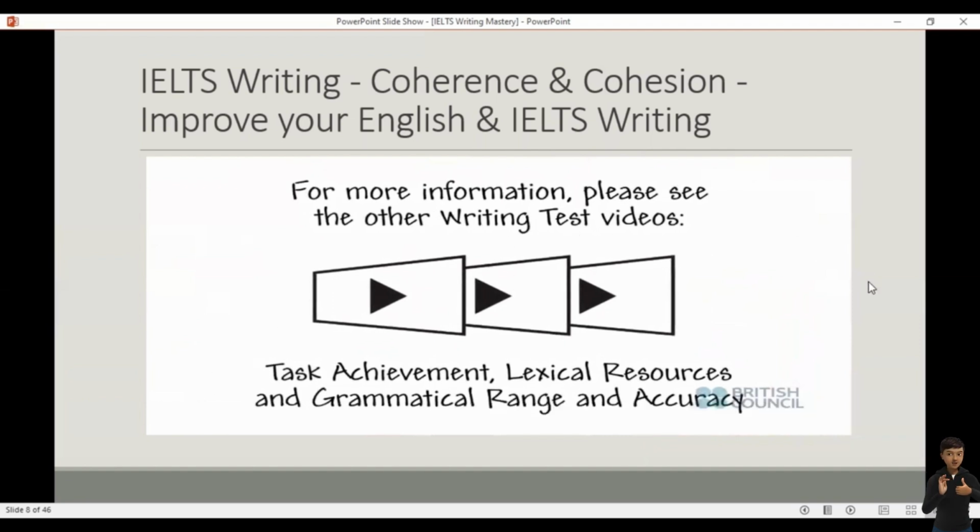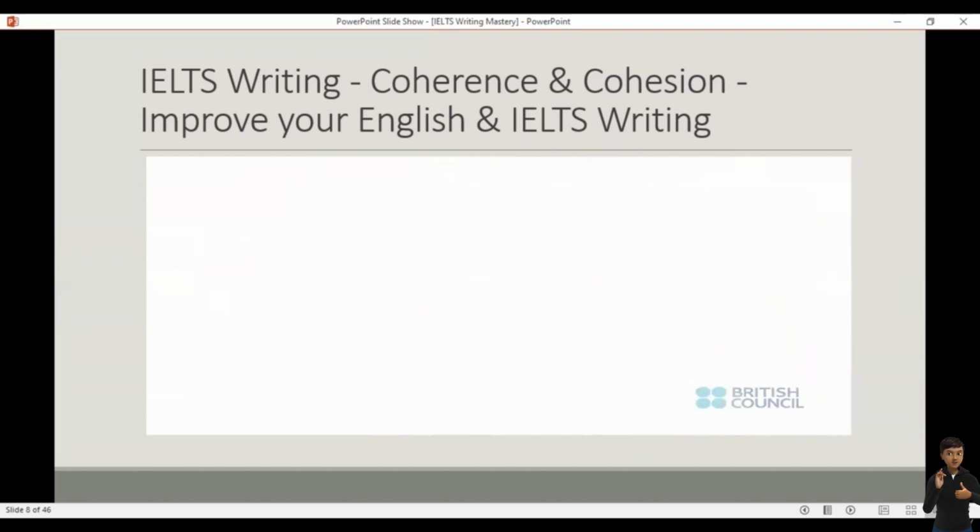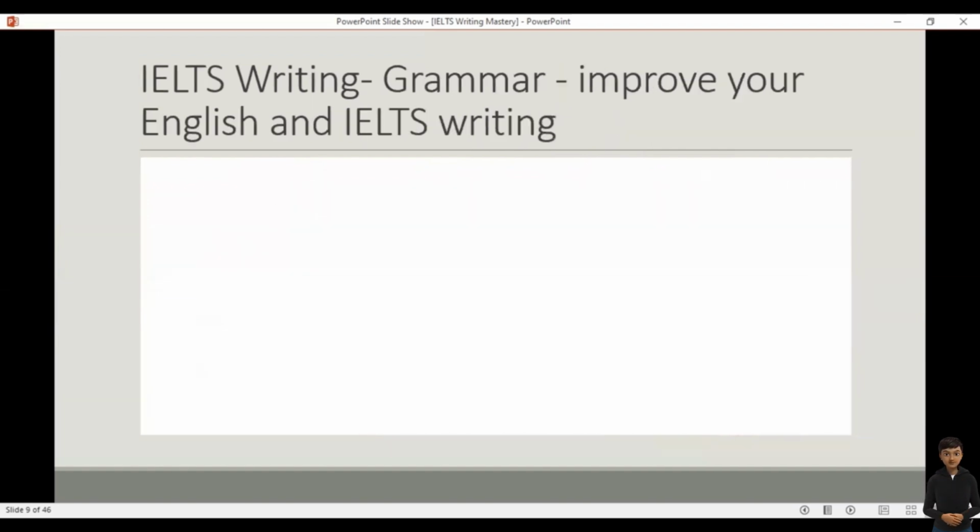All right, so that's all about coherence and cohesion. I hope it's all clear, how we are going to build the foundation for our writing tasks. So the main focus is on Task 2, but we will have to apply the same sequencing of ideas in Task 1 as well, right? So this is really important for your writing task, for Task 1 and Task 2 as well. Now, next we will have a look at grammar, improving your IELTS writing score.